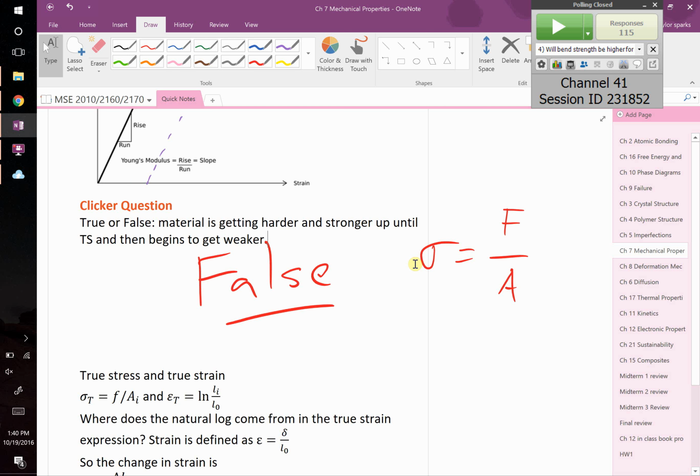So maybe this is a better way to put it. This goes way down, and this goes down just a little bit. So overall, the stress should still be going up. This should be going up. That make sense? That's a good question.